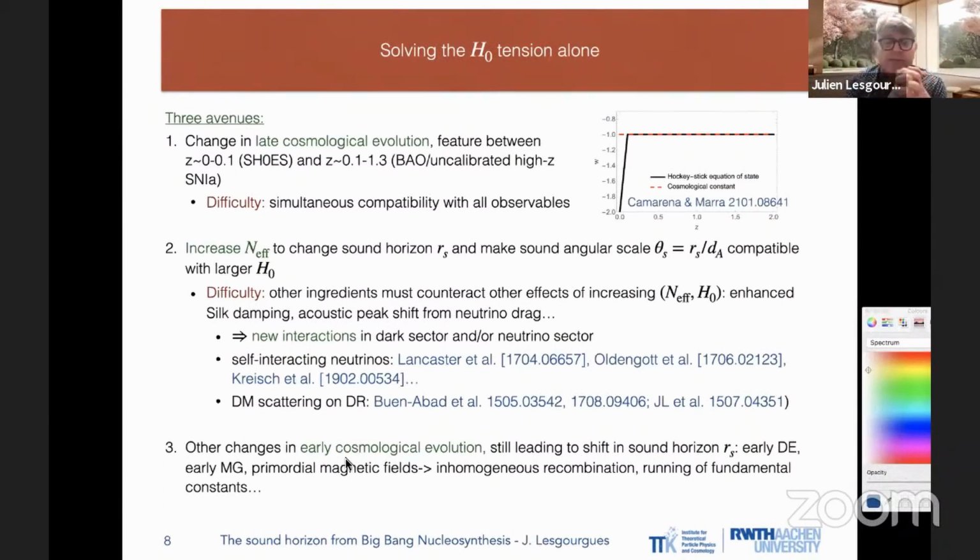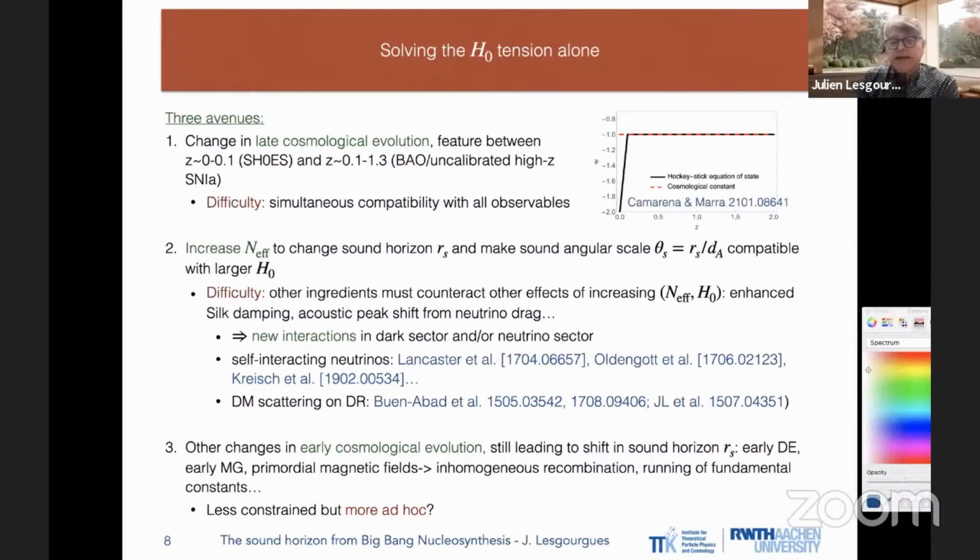And okay, these models are a bit less constrained, so it's a bit easier for them to pass all the tests because they modify physics at early time, which is less constrained than at late time. But then precisely for this reason, you could say that they are more ad hoc and more difficult to connect to other problems in physics.